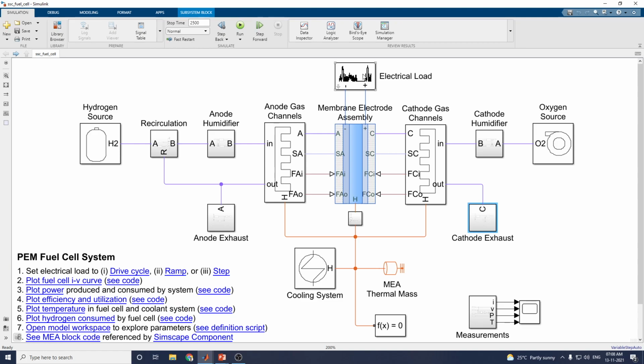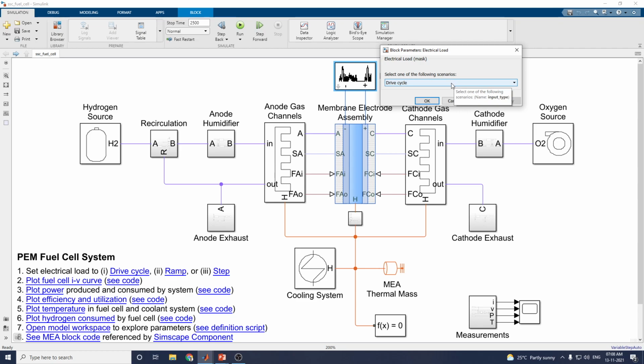There are three types of electrical loads. The first one is drive cycle based, and the others are ramp based and step based. How to select this? Double click on the electrical load properties. You can set any one of the following scenarios. For the first example, I am choosing the drive cycle based electrical load and the ramp and step block.